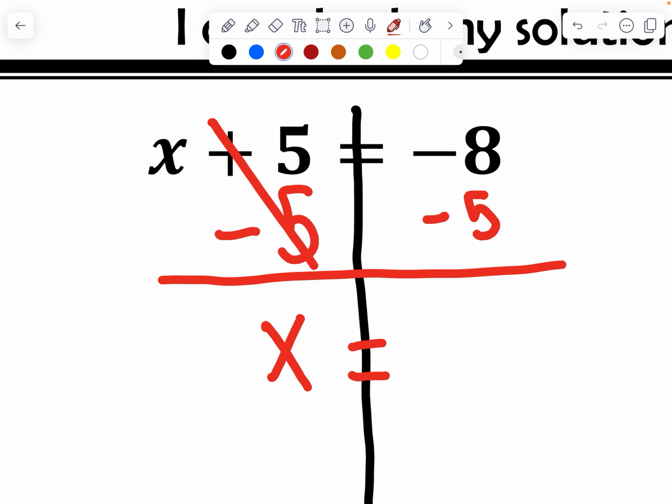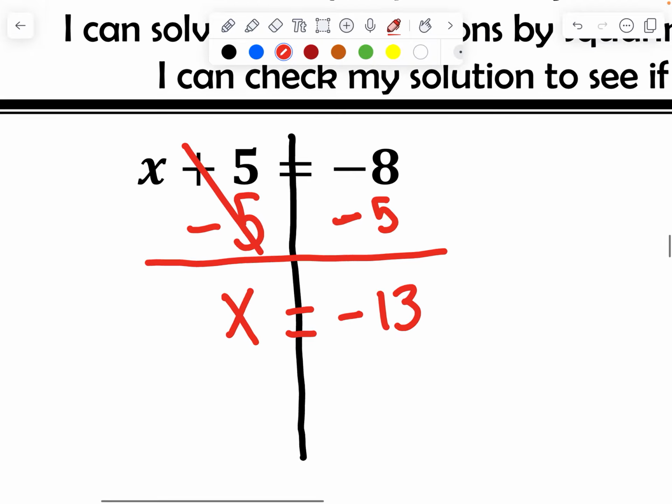And so these have the same signs. So same signs, add the 2. So 8 plus 5 is 13. And keep the sign of the higher number, the higher absolute value number. That would be the negative 8. So this is a negative 13. So x equals negative 13.